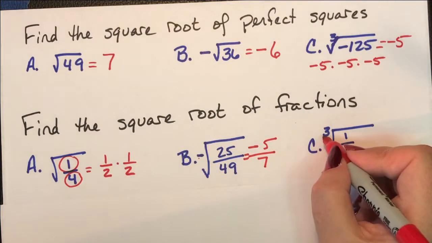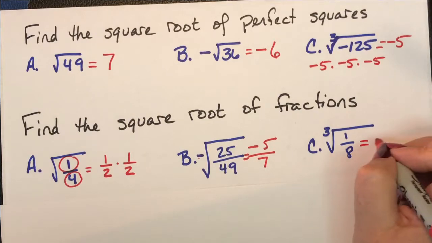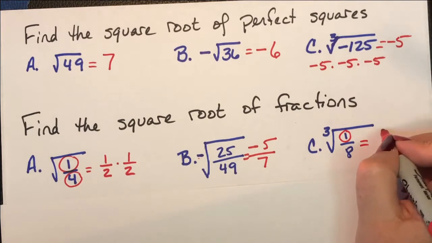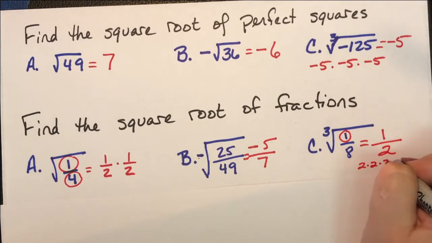Here I have a cube root. I need a number that when I multiply it by itself 3 times will equal 8. The cube root of 1 is always 1, because 1 times 1 times 1 is 1. And the cube root of 8 is 2. 2 times 2 times 2 is 8.